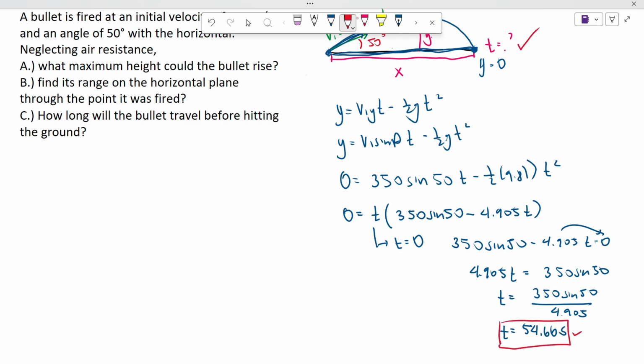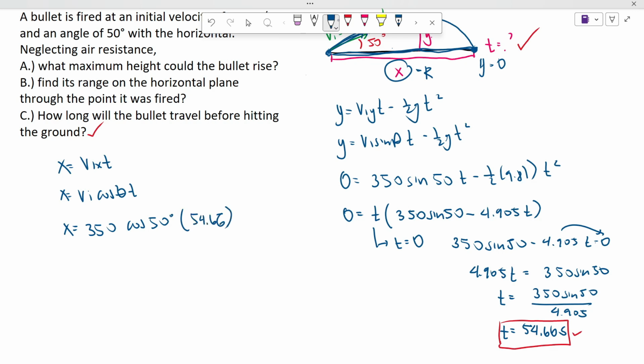So, may time na tayo, nakuha na. Anong letter yung time? How long will the bullet? So, letter C. So, for the letter B, find the range on the horizontal planes. So, range is equals to x, VIX t. Since x will be also equal to range, guys, from the formula na pinakita ko sa taas, na ang x and the 350 is the initial velocity, cosine of the given angle 50 multiplied sa time for 54.66.